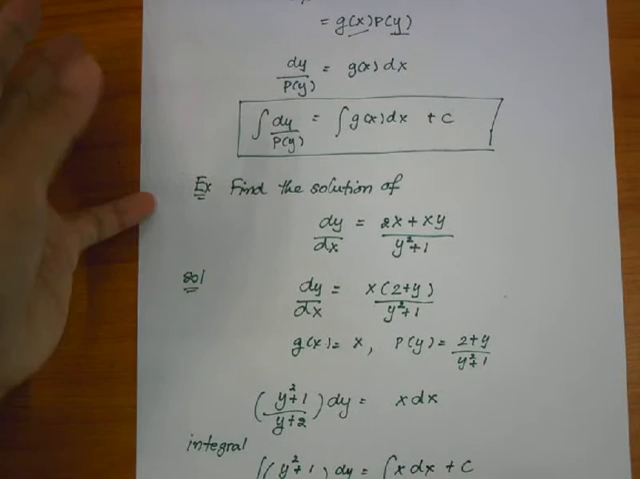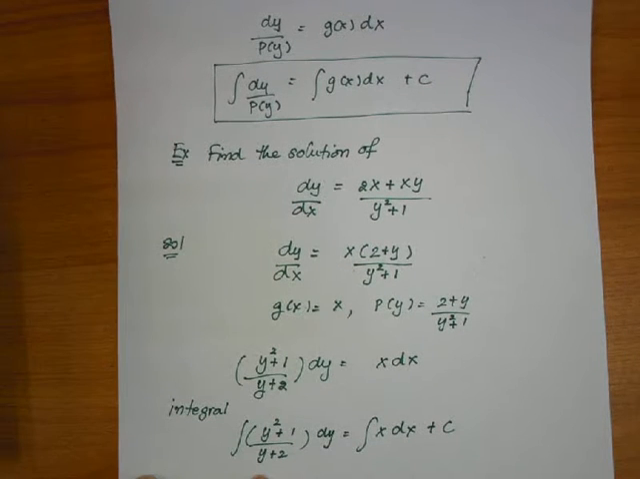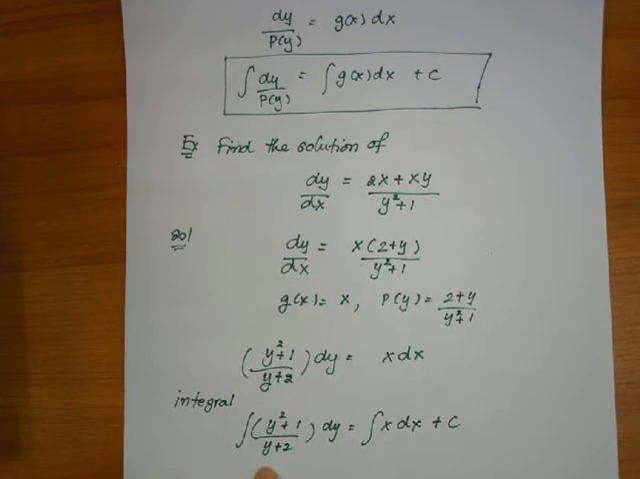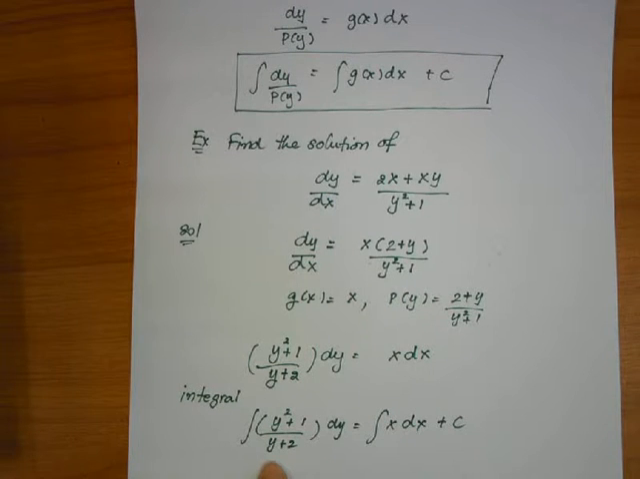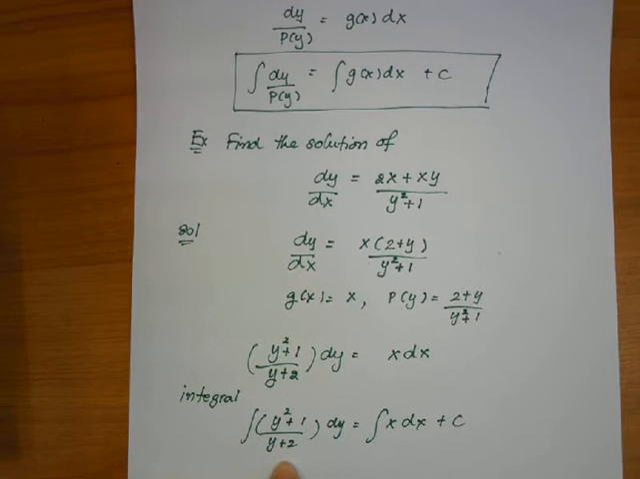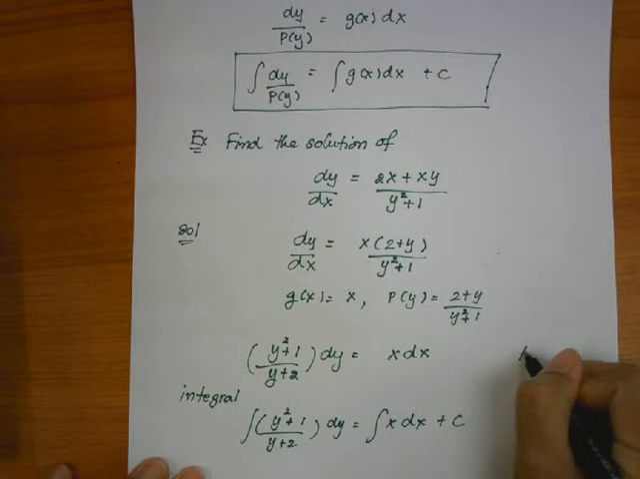How do we do the integral on the left hand side? The term on the top has a higher power than the term on the bottom. So what do we have to do? Divide first, right? We divide until the top has a lower power than the bottom. Okay, we do the dividing.